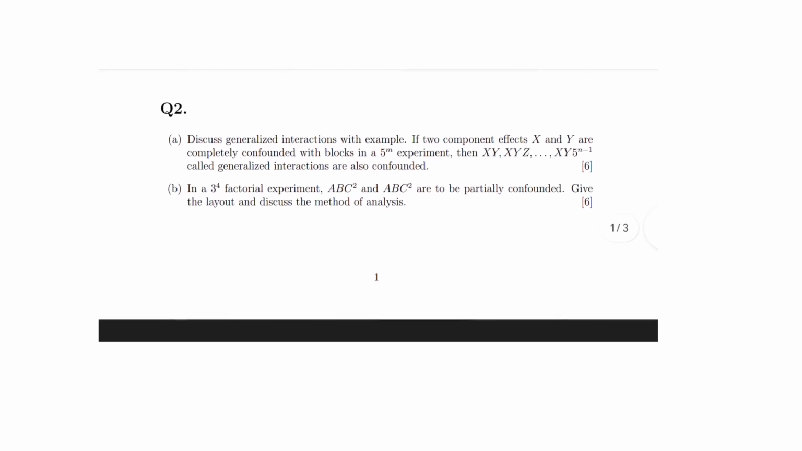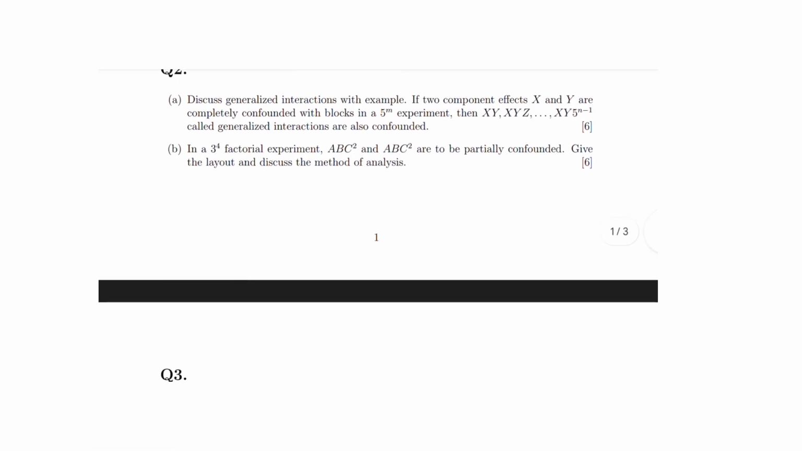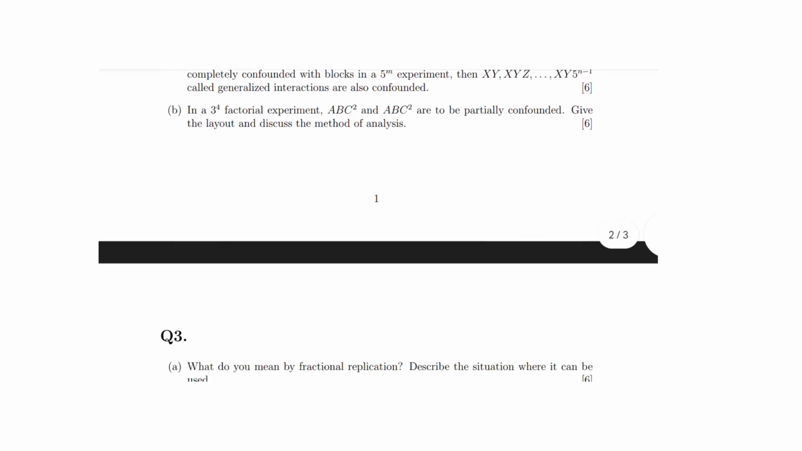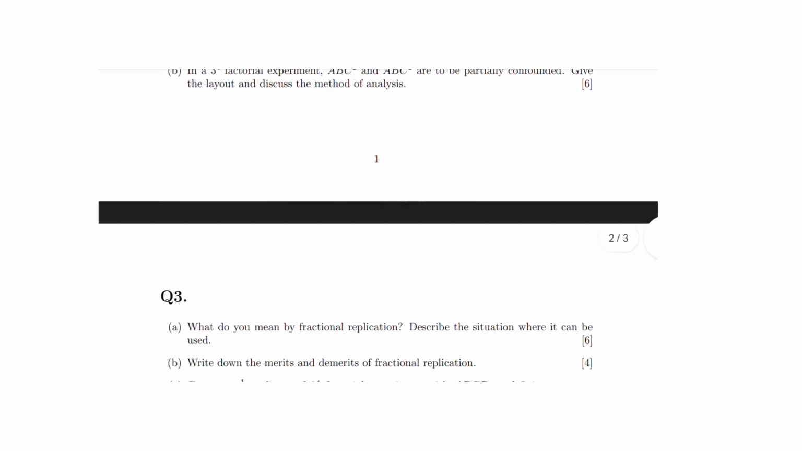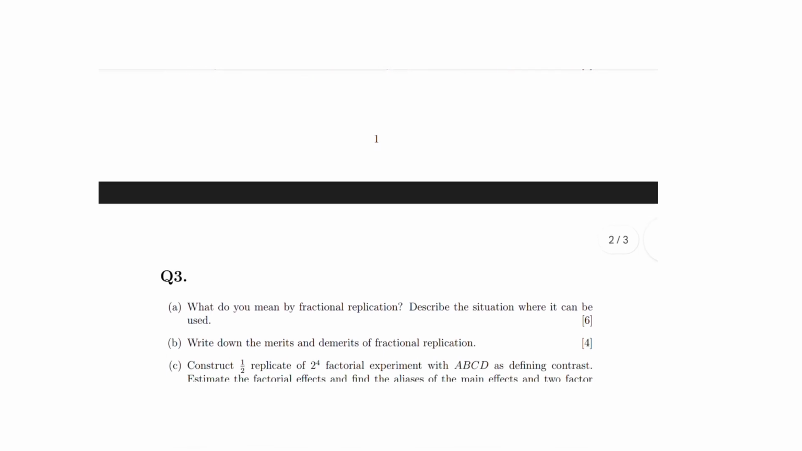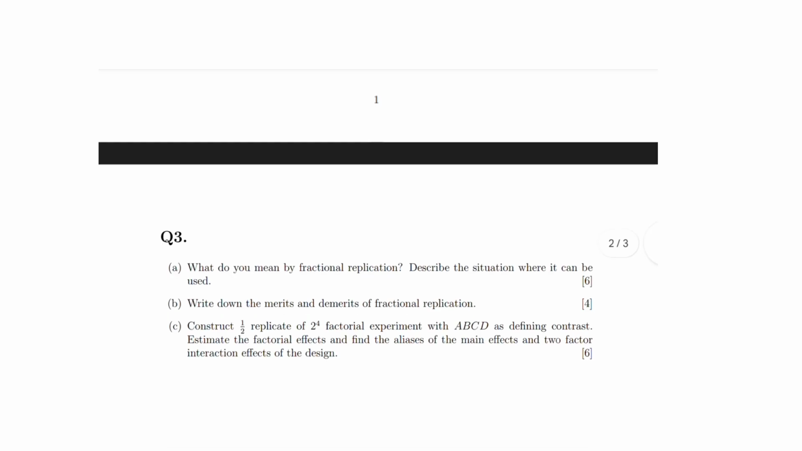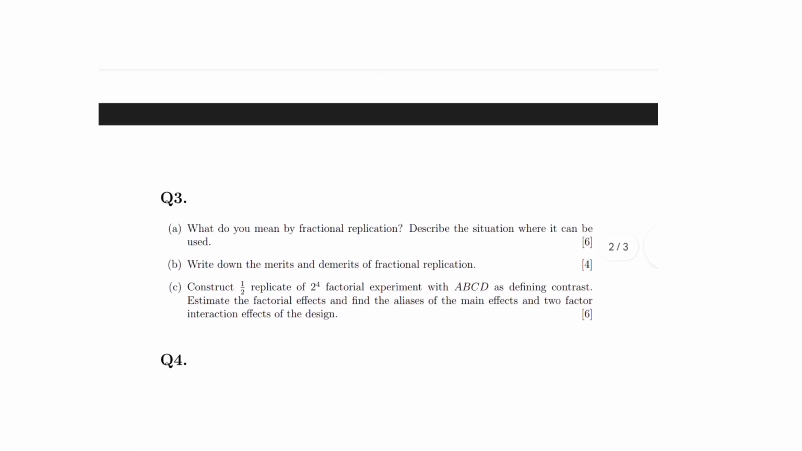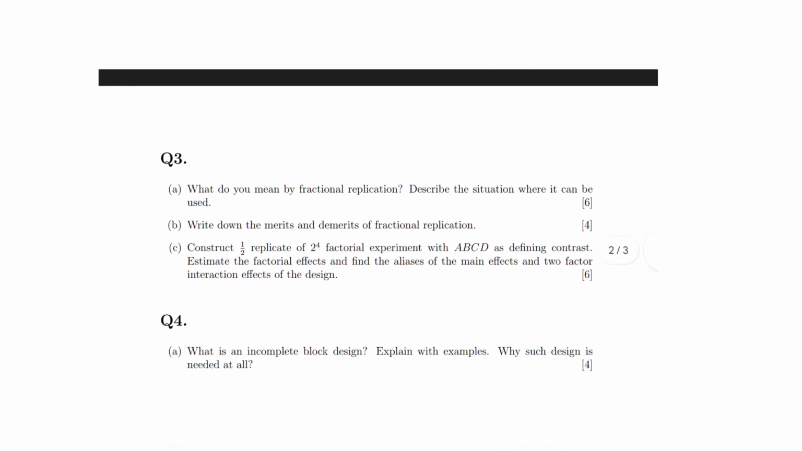6. Q3. A. What do you mean by fractional replication? Describe the situation where it can be used. 6. B. Write down the merits and demerits of fractional replication. 4. C. Construct 1/2 replicate of 2^4 factorial experiment with ABCD as defining contrast. Estimate the factorial effects and find the aliases of the main effects and 2-factor interaction effects of the design.